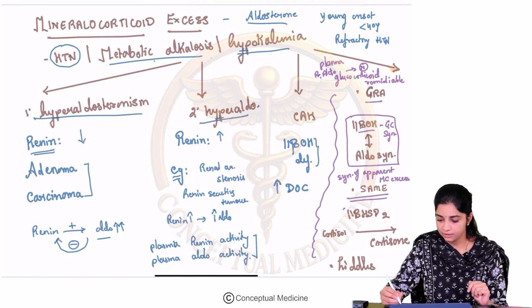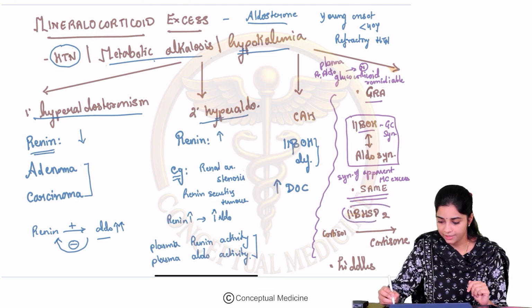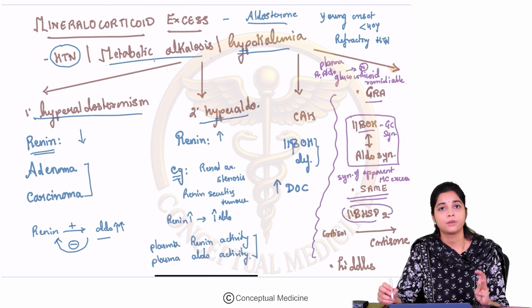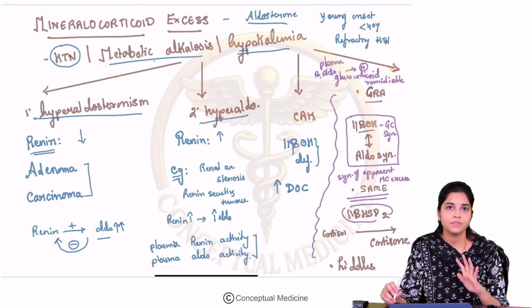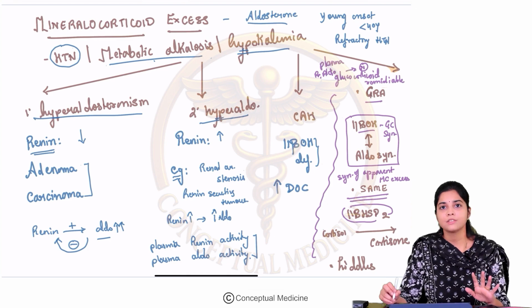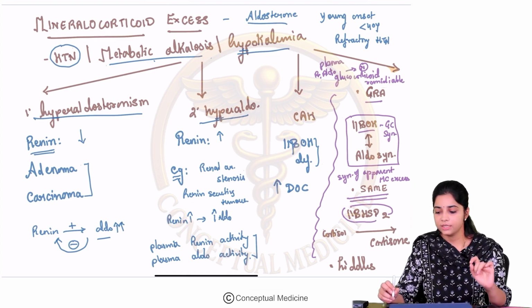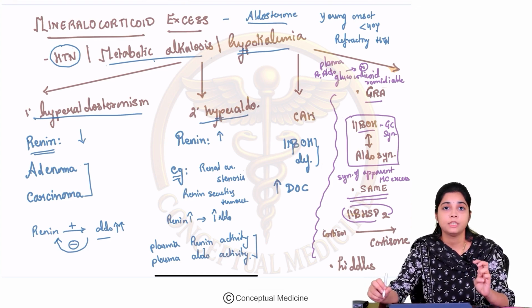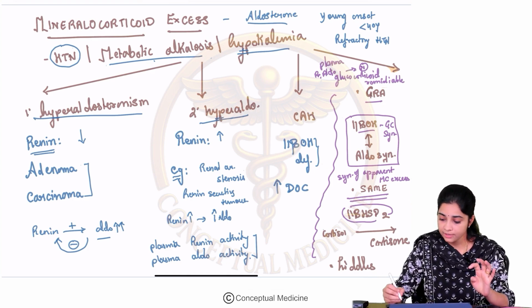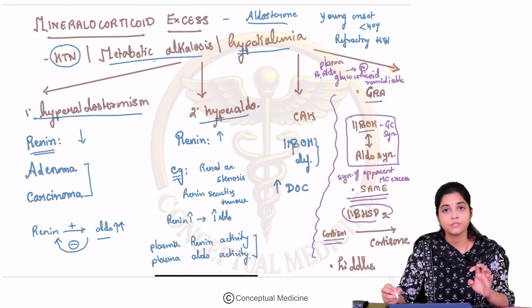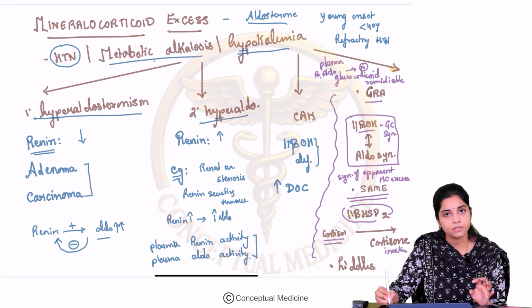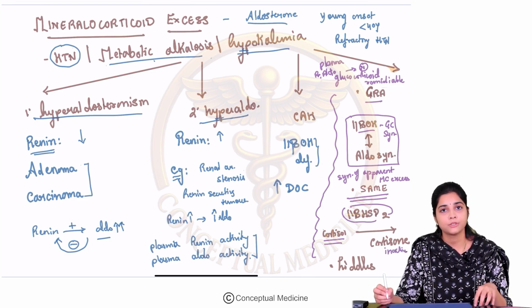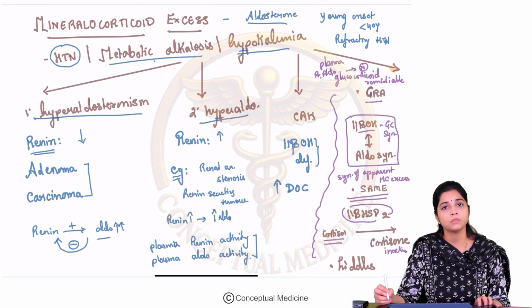So, what happens here? This is another enzyme defect, where you have 11-beta hydroxysteroid dehydrogenase. You will be looking at all of these enzymes when we discuss the chapter on adrenal, but as of now, just remember this much. There is a defect in the enzyme 11-beta hydroxysteroid dehydrogenase, which is responsible for conversion of cortisol into an inactive form, cortisone.